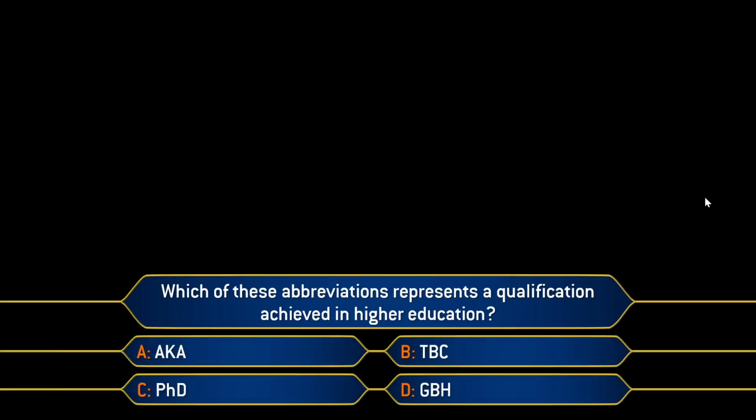Which of these abbreviations represents a qualification achieved in higher education? TBC is funny. I think that would be... GBH is also quite funny. I think that would be PhD.